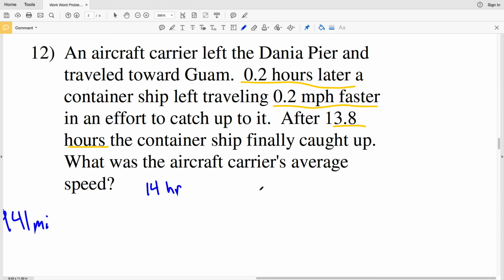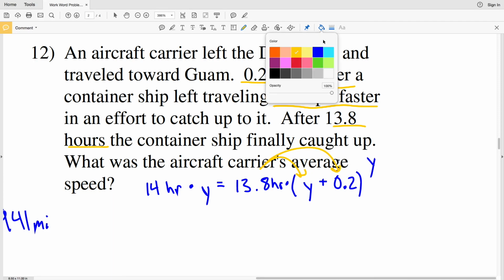We're finding the average speed of the aircraft carrier, so that's going to be our variable, and this time let's make that variable y. So traveling for 14 hours at a speed of our unknown y is going to be equal to the time that the container ship traveled, 13.8 hours, multiplying that by the container ship's speed, which is 0.2 miles per hour faster. So that will be y plus 0.2, since it's going 0.2 miles per hour faster than the aircraft carrier is traveling. So now I'm going to distribute 13.8 to the y and to the 0.2 and solve.